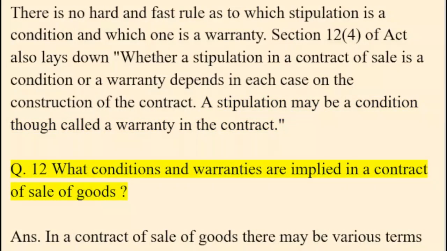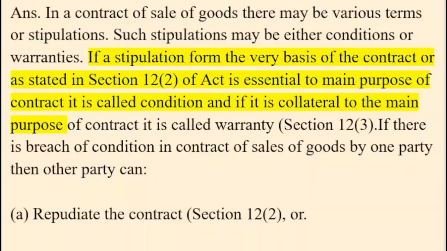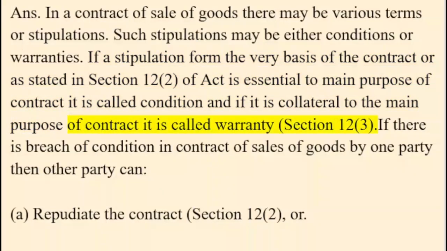Q. 12. What conditions and warranties are implied in a contract of sale of goods? Ans. In a contract of sale of goods there may be various terms or stipulations. Such stipulations may be either conditions or warranties. If a stipulation forms the very basis of the contract, or as stated in Section 12(2) of the Act is essential to the main purpose of the contract, it is called a condition, and if it is collateral to the main purpose of the contract it is called a warranty. Section 12(3).